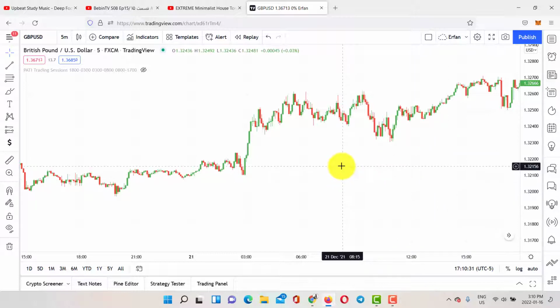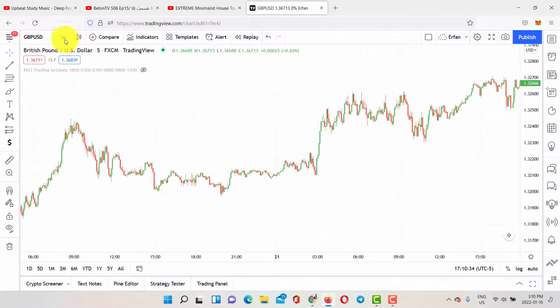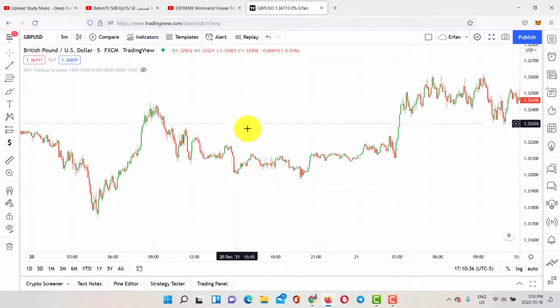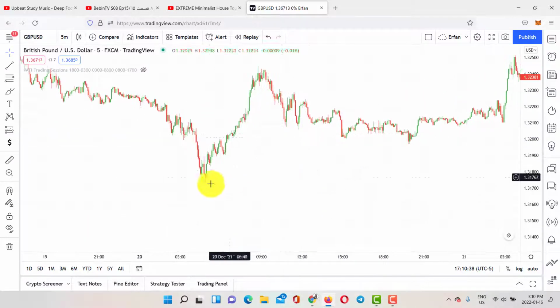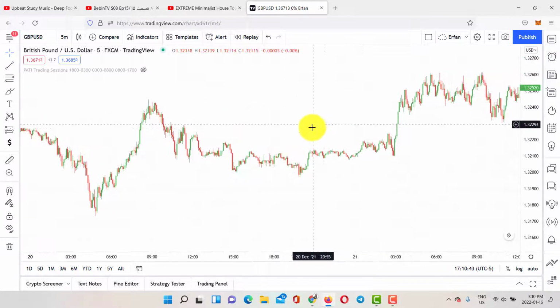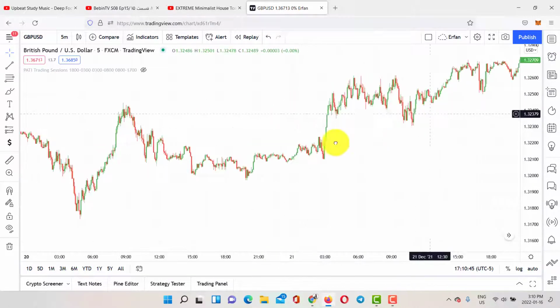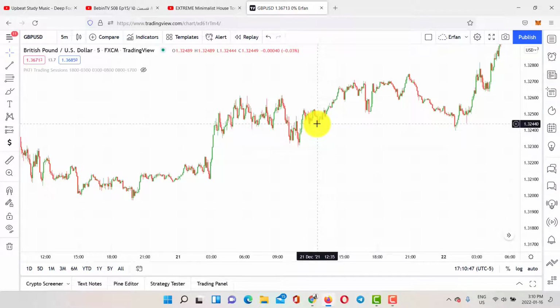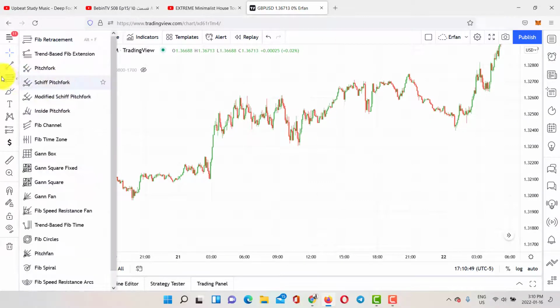I haven't prepared anything. I'm literally on a 5-minute time frame on GBPUSD. I want to see what I can see so I can give you some examples about Fibonacci, how people use it, and where you need to use it exactly. Okay, so Fibonacci, in a nutshell, I'm using TradingView here. This is Fibonacci retracement in TradingView.